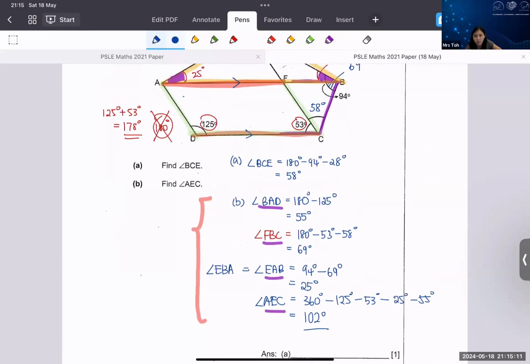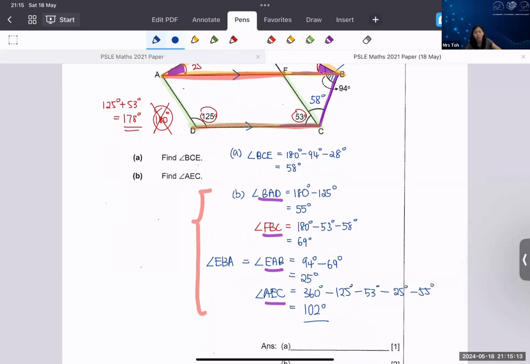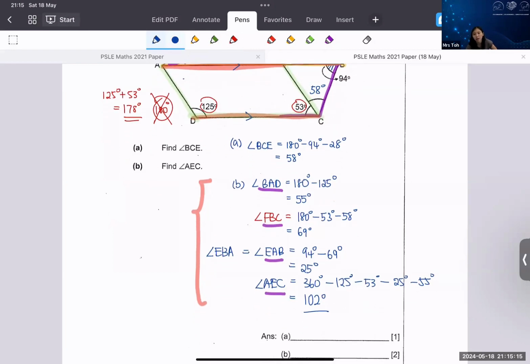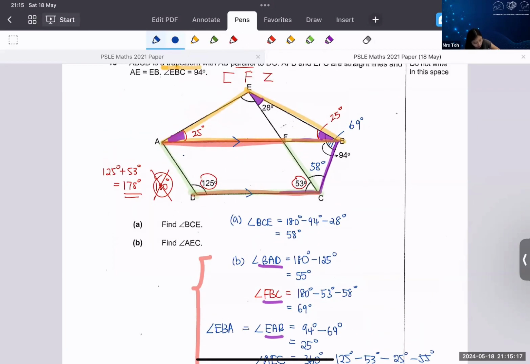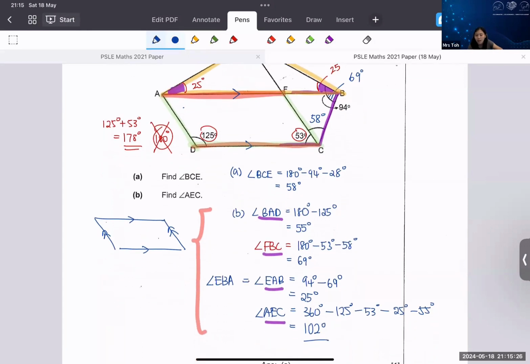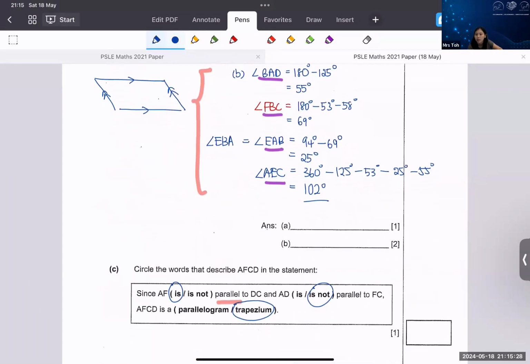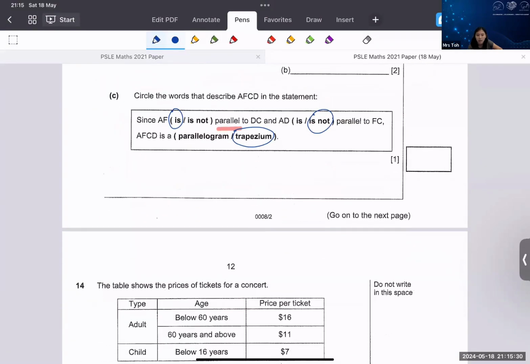A parallelogram must have both pairs of opposite sides parallel. So you must have parallel, parallel, then this is called a parallelogram. But if you only have one pair of parallel lines, it's only a trapezium. Okay, 14.